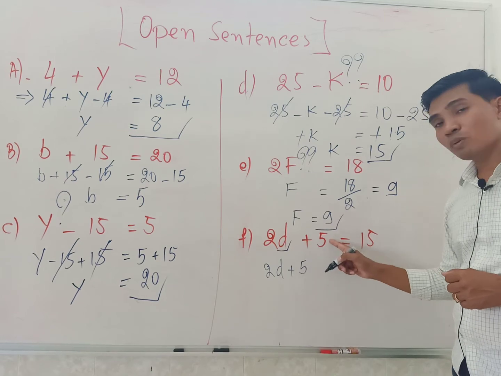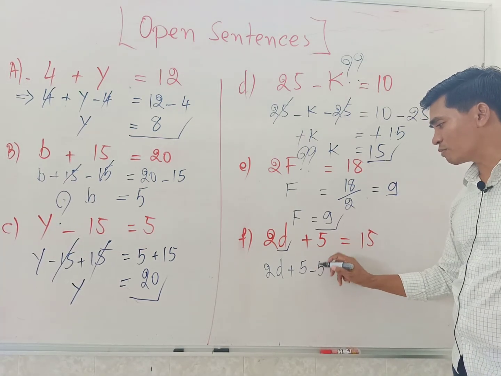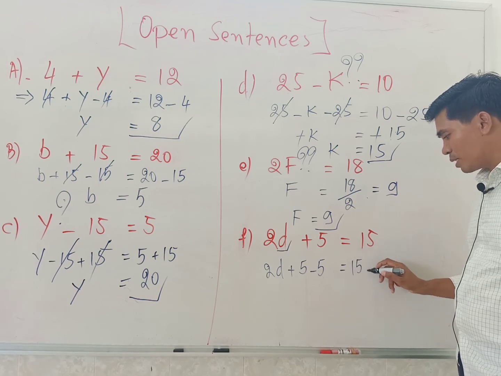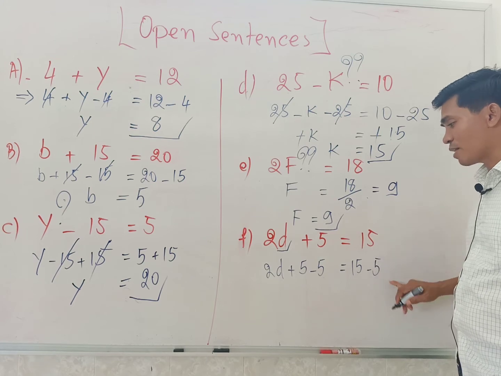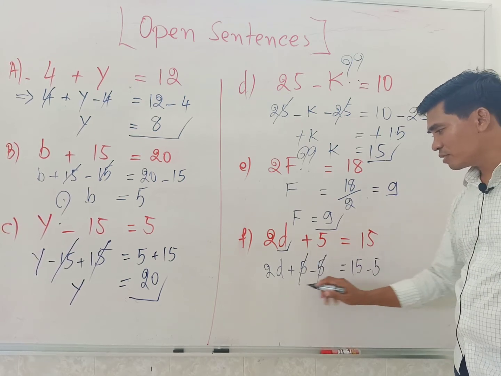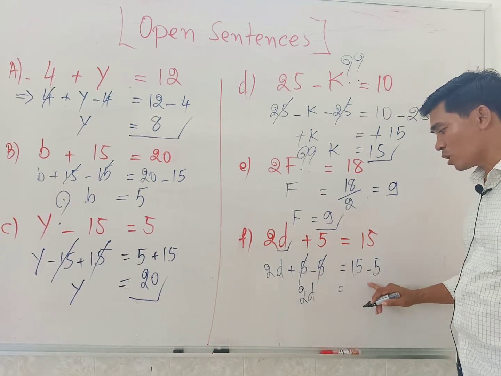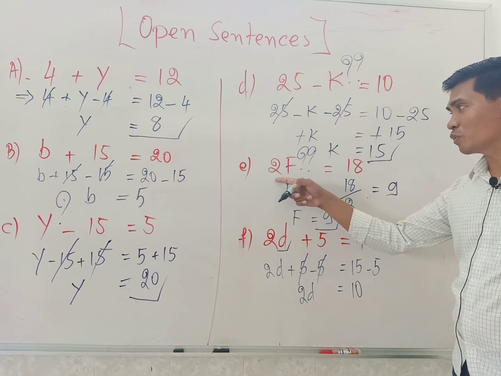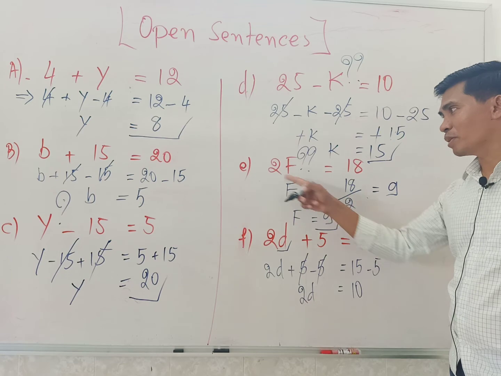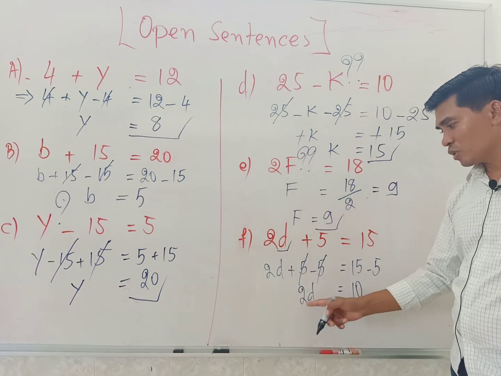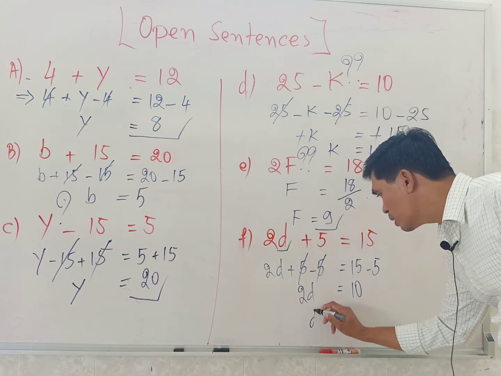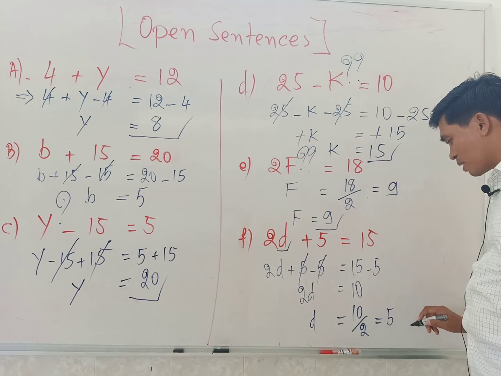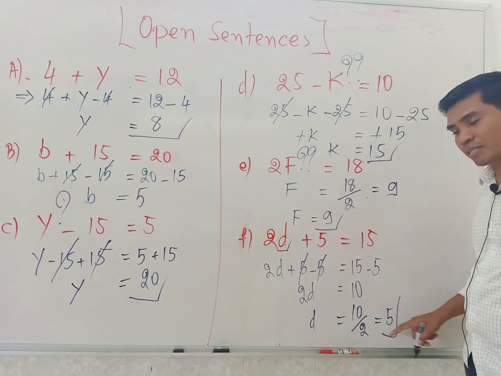plus 5, and to remove 5, you have to put negative 5. Equals, so when you put negative 5 here, this part also gets negative 5, so 15 minus 5, or negative 5. So 5 is removed, and we have 2D here, 2D equals 15 minus 5 is 10. So 2D is similar to 2f, where to find f we divide by 2. Because here it is multiplication, so 2D is 10, to find D, 10 divided by 2. So 10 divided by 2 is 5. So D equals 5.